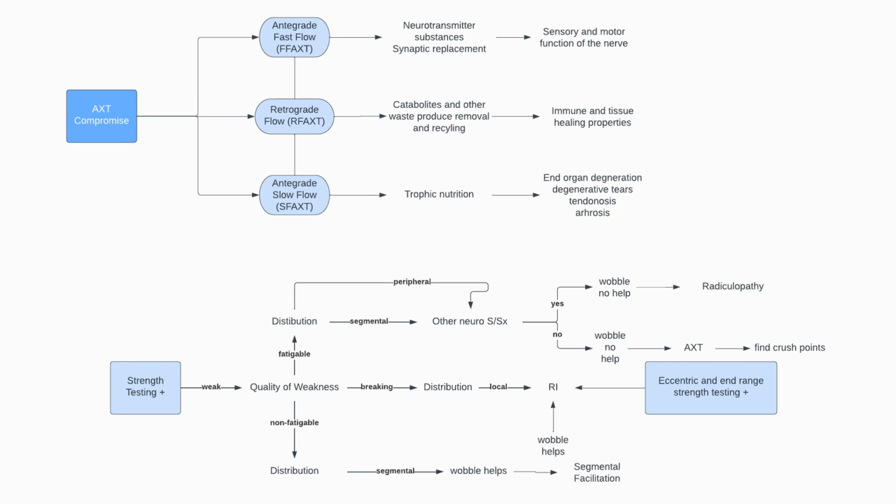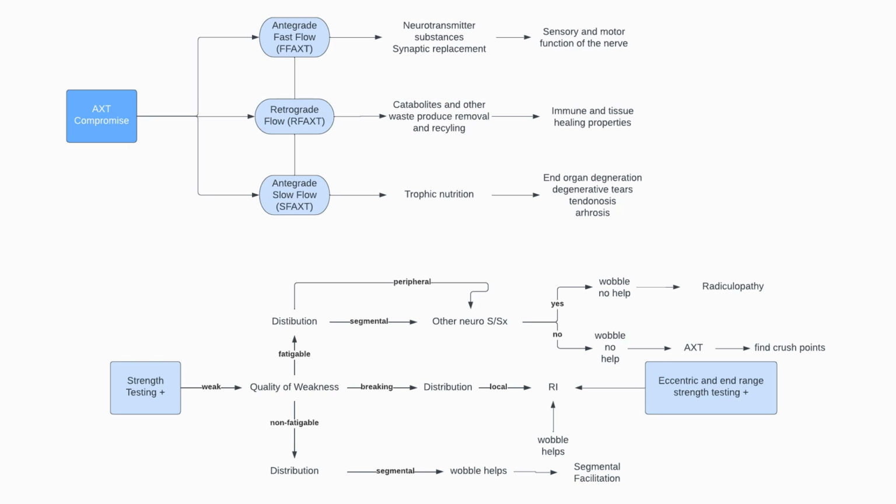The map below it looks at identifying it, and we'll look at fatigable weakness because this is the weakness that is associated with axonal loss. So we then look at the distribution. It's either going to be segmental or radicular, or it's going to be peripheral, or possibly plexopathic, but less likely to be that one. Do you find any other neurological signs? If the answer to that is yes, and wobbling is no help, you're looking at a radiculopathy. A straightforward hard radiculopathy. If there are no other neurological signs and the wobble doesn't help, then the only thing you can assume is that it's an AXT compromise, and then you find the choke points and try and deal with them.